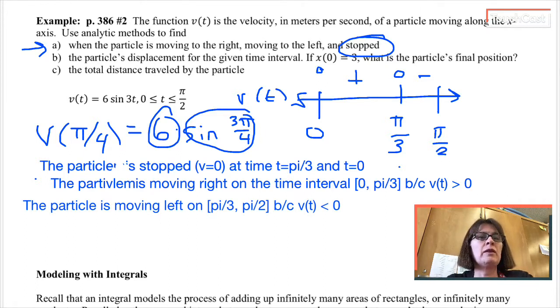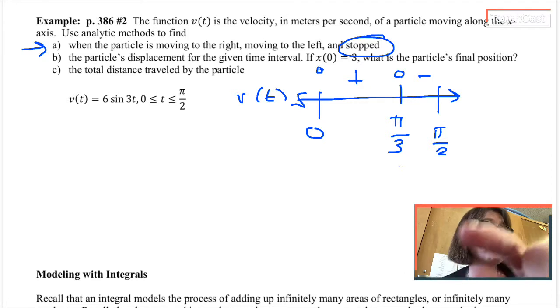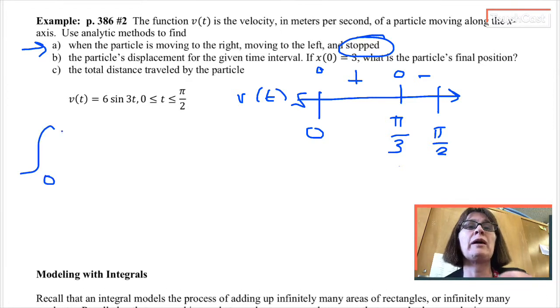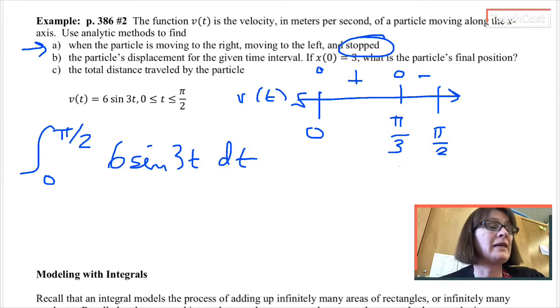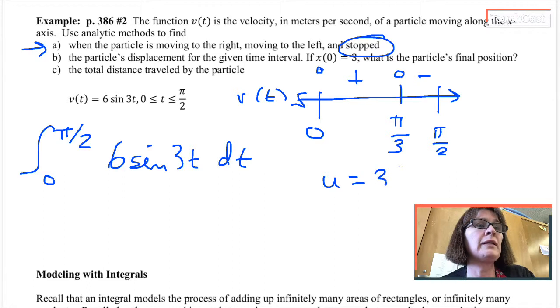The particle's displacement for the given time interval. So I'm going to move this. We call it displacement, and it is found by integrating the velocity. So on the time interval 0 to pi over 2, if I want the displacement, I'm going to integrate from 0 to pi over 2 of 6 sine 3t dt. I'm going to integrate using a u substitution. So u is 3t, du over 3 equals dt.